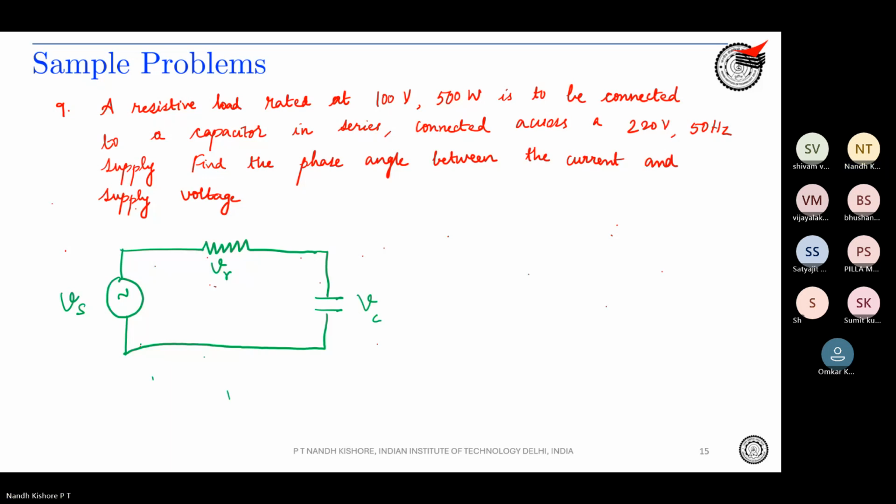So can you apply KVL over here directly? What would be my VC? Just not from numerical numbers, just from this circuit, can we tell what is VC?